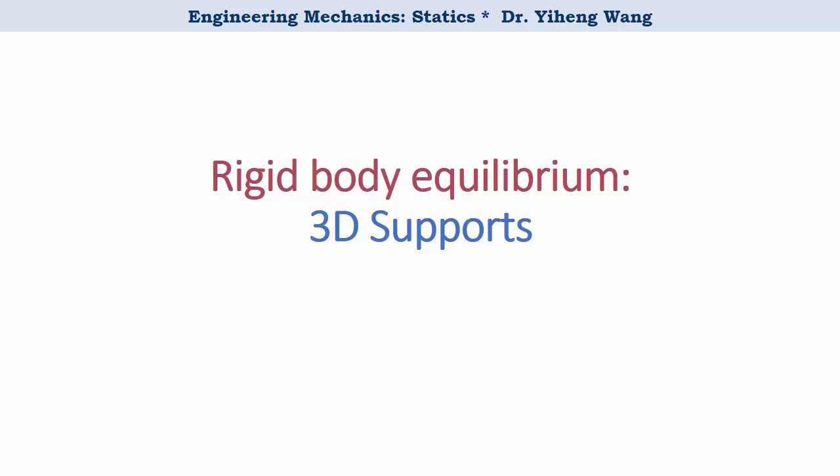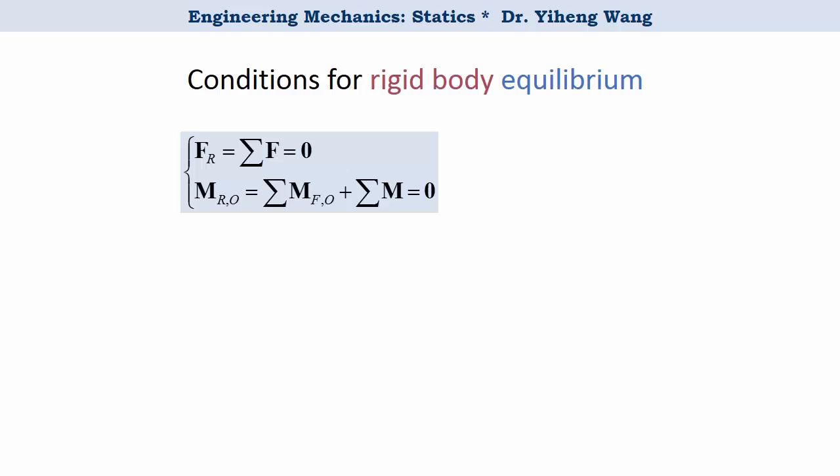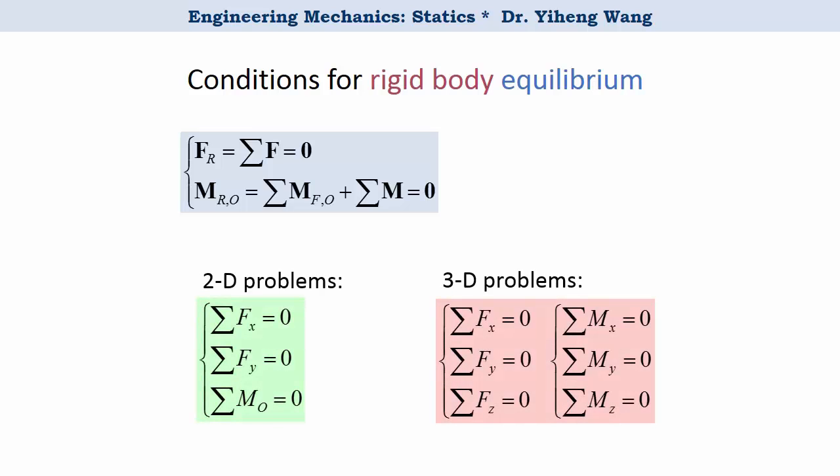Let's first review the conditions for rigid body equilibrium. For a rigid body to be in equilibrium, there are two vector equations that need to be satisfied. The resultant force acting on the body needs to be zero, and the resultant moment summed about any point needs to be zero as well. Or we can write scalar equations instead.